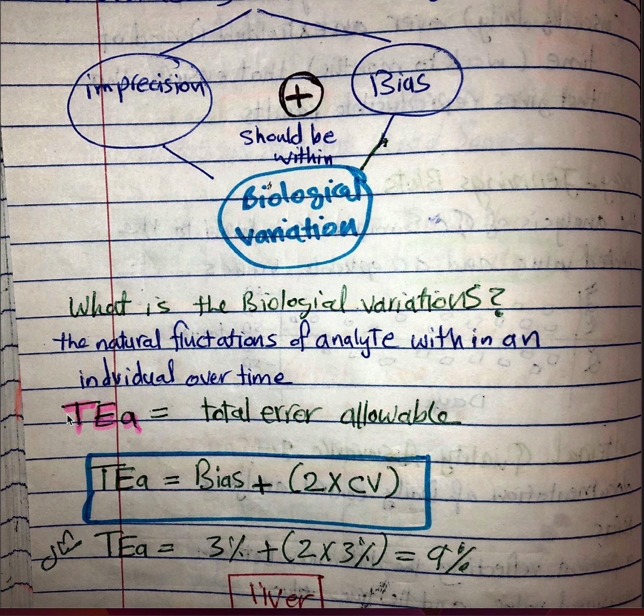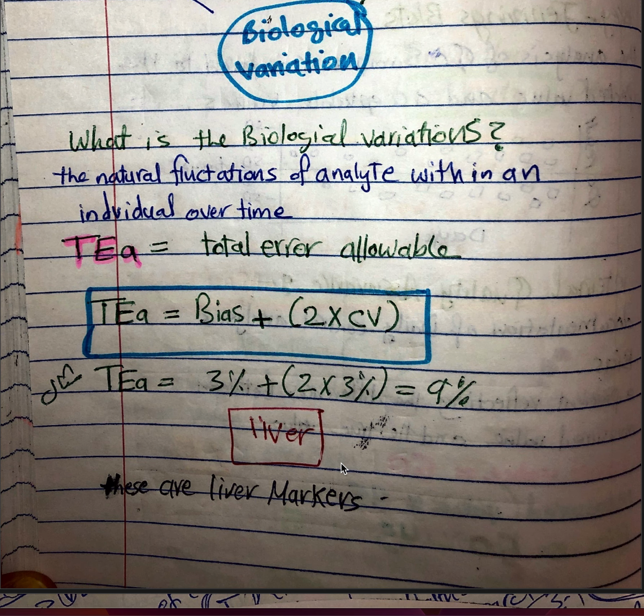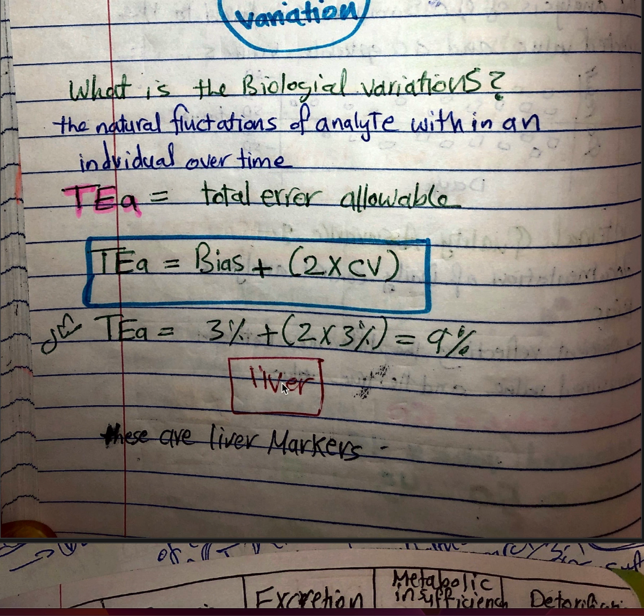There is also something called total error allowable. Total error allowable equals bias plus 2 multiplied by the CV, the coefficient of variation. That is exactly how we calculate the total error allowable. Now we have talked about all this related to errors and how to control the samples, which is important for sample measurements.